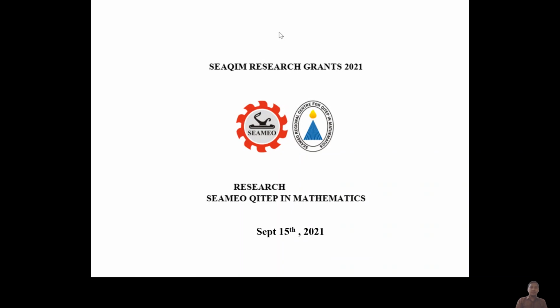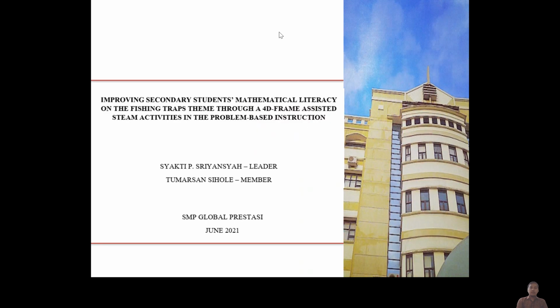Hey everyone. Today I would like to present my research under the Sikkim Research Grant 2020 and 21. My research is sponsored by Simeo Kitab in Mathematics. Here is my research title: Improving Secondary Students' Mathematical Literacy under Fishing Trap Theme through a 4D frame assisted STEAM activities in the problem-based instruction. I am the leader, Shakti Pradana, and I'm working with my partner, Mr. Tumar Sansihole.